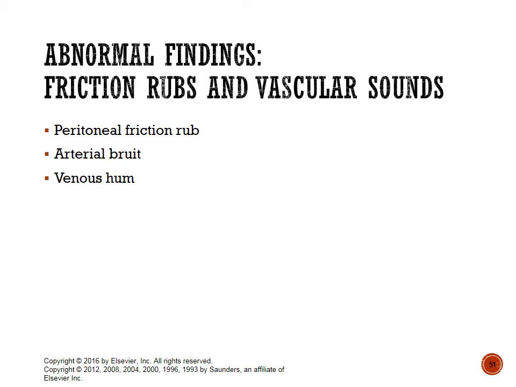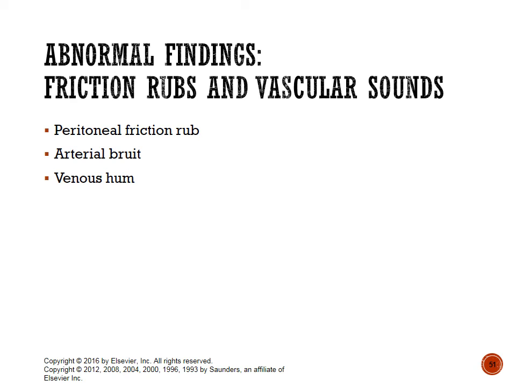The abnormal findings for friction rubs and vascular sounds. We may hear a peritoneal friction rub, and that's going to be more if we have a nodular type liver, or if we have an enlarged spleen, or maybe with an abscess or a tumor, then they're going to rub against that peritoneal cavity, causing that friction rub that we may be able to hear.